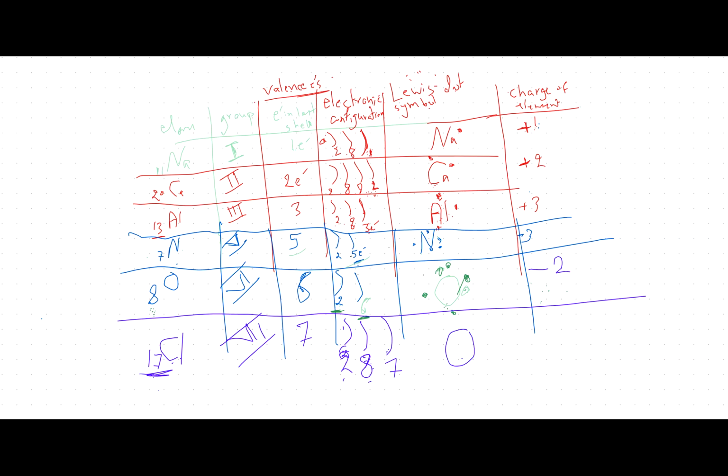Chlorine. How much in a surrounding? 7. I start to say 7 because every time I ask Sam something, he says 7. Is this 7? Okay, now the charge. 7. Is this correct, Sam? No. How much? Think. -1. Very good. Very good.